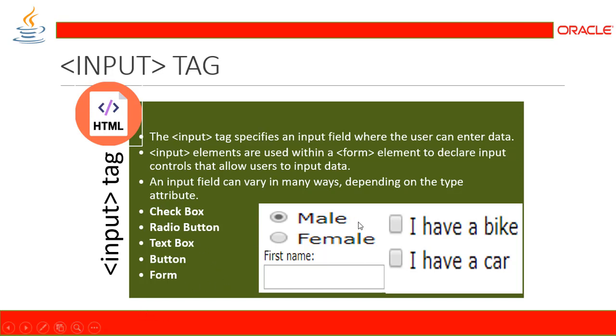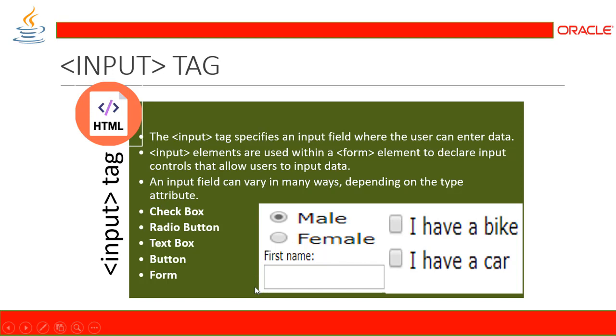Another type is checkbox. A checkbox can be used when you have multiple choices and you can select multiple options. For example, I have a bike, I have a car, I have a bicycle, or I have a rocket, or I have an aeroplane. You can put all these choices, but that doesn't mean you only have a bike or only a car. You can have a bike and you can have a car. So multiple choices with multiple answers or options, that's the place where we use checkbox.